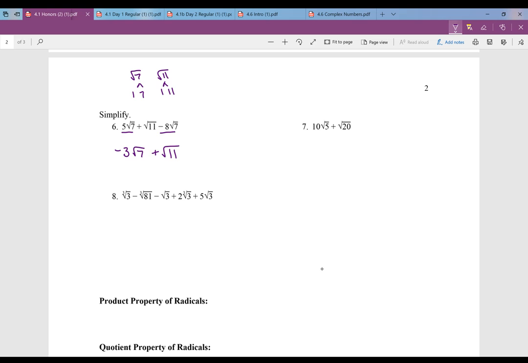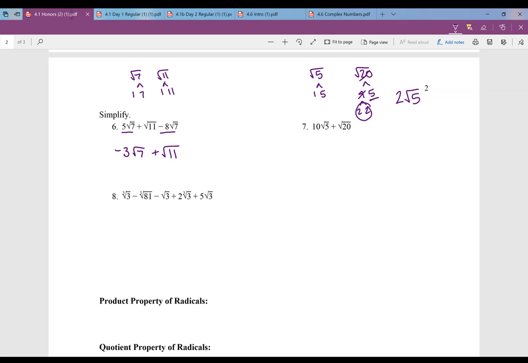Now let's look at number 7. We have 10 root 5 plus root 20. So again, we're going to check root 5 and root 20. Are those as simplified as we can get? Well, root 5 is. What about root 20? We could do 4 times 5, and 4 is just 2 times 2. So we have a group of 2. So root 20 we could simplify to 2 root 5, right?